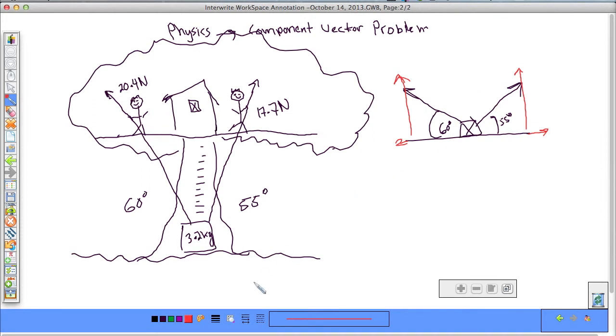And so what are they going to have to compete against? Well, they're going to have to compete against gravity. And so gravity is going to be pulling down on the box. Let's figure out what that component vector is right off the bat. So that component vector is going to equal 3.2 times 9.8, right? So what is that?